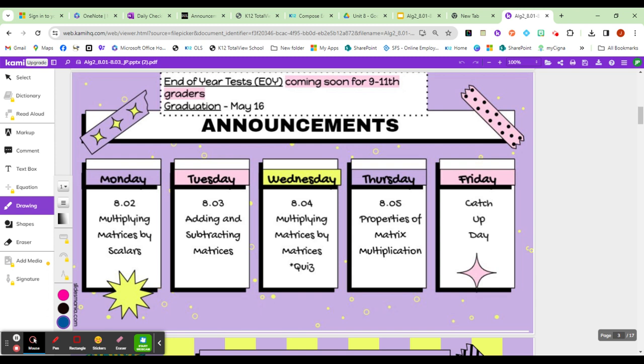This week, we're in the middle of our Unit 8 matrices. This is a built-in unit. That's why you're seeing the Khan Academy videos. We are showing you in this unit how to do all types of things with matrices, and Friday is a catch-up day.